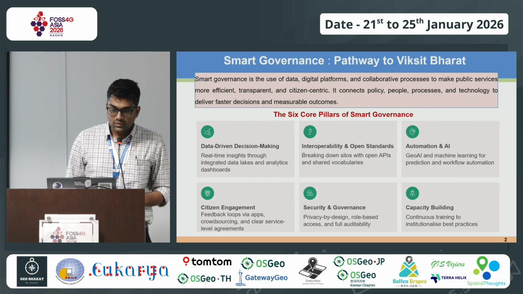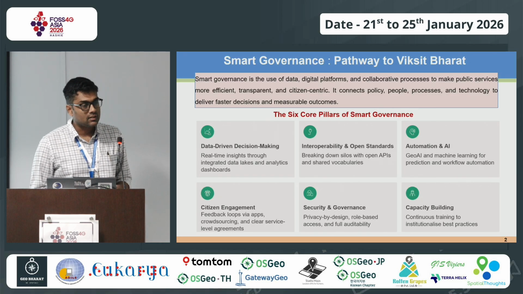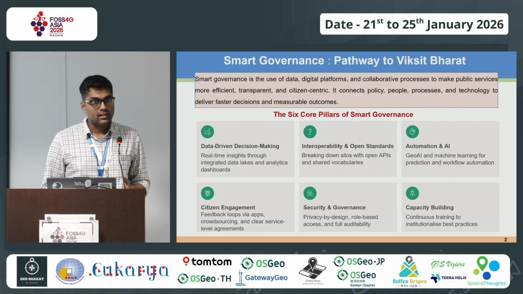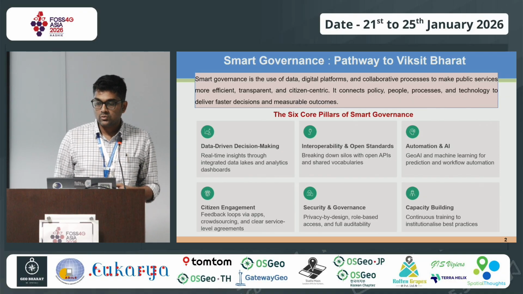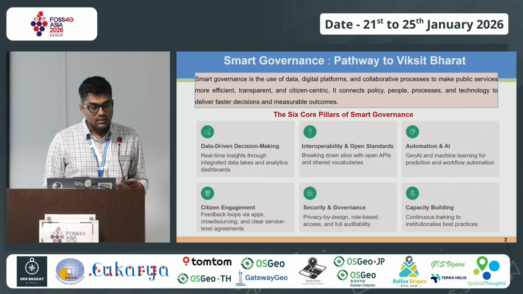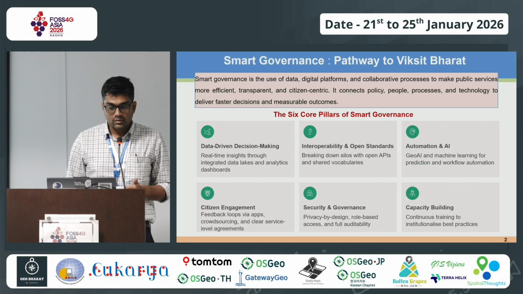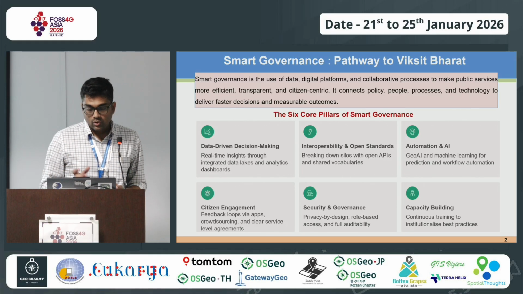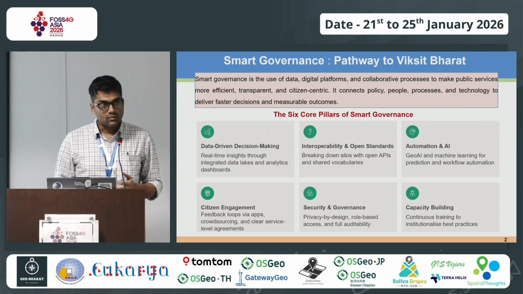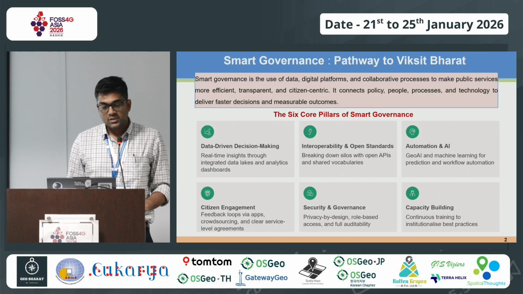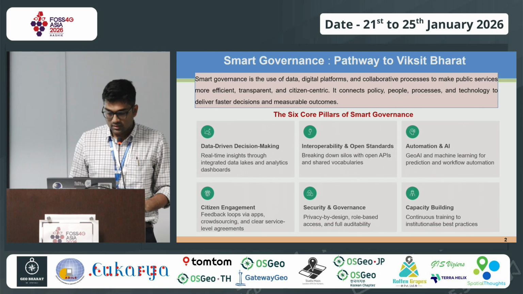So to start off with, what are the basic pillars of smart governance? If we talk about smart governance, it's basically developing data, digital platforms, and collaborative processes that make all the public processes easier. Data-driven decision-making is one of the pillars, followed by interoperability standards. It can be linked to automation and AI. You obviously have to have citizen engagement and capacity building, with ensuring security.